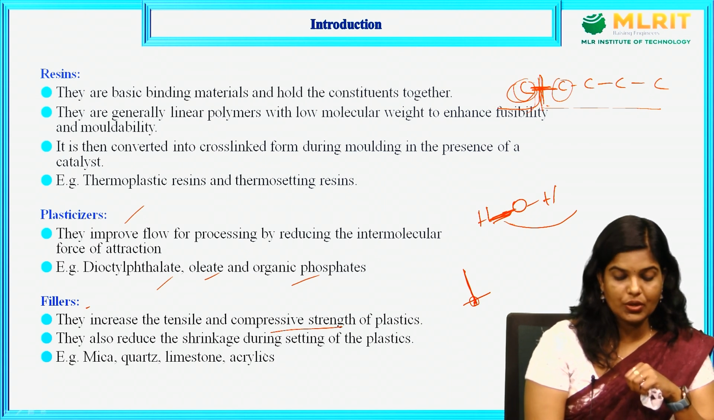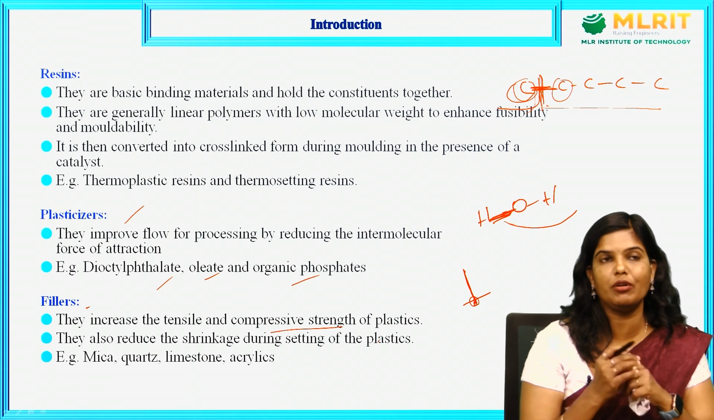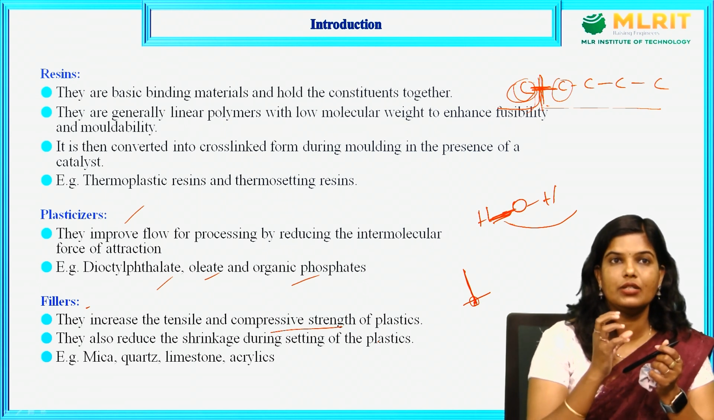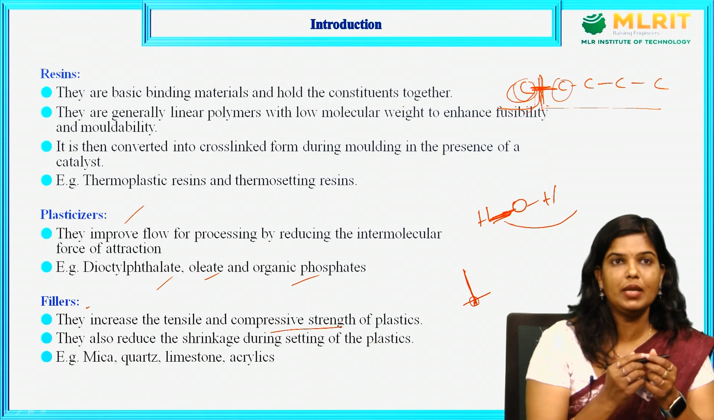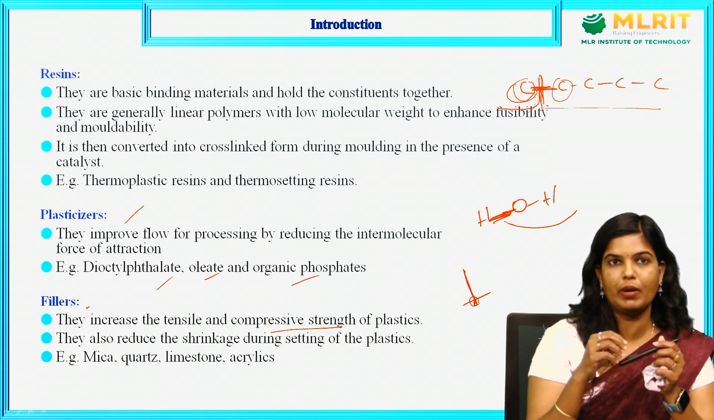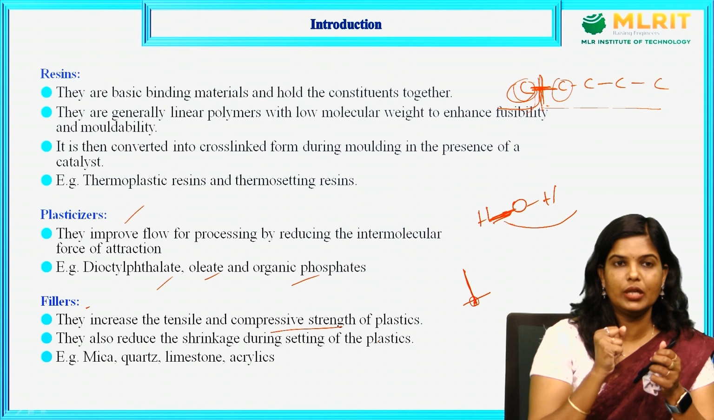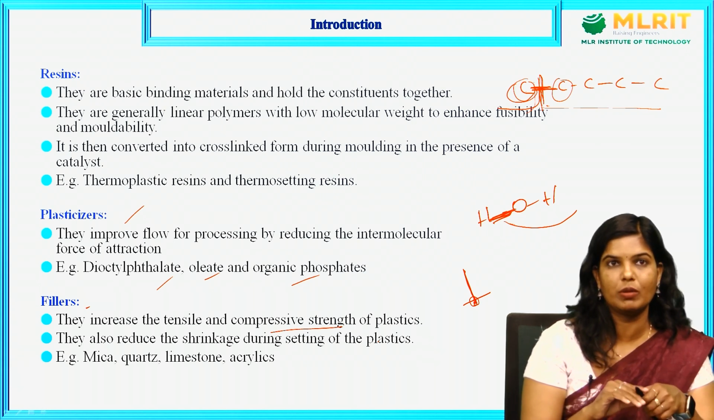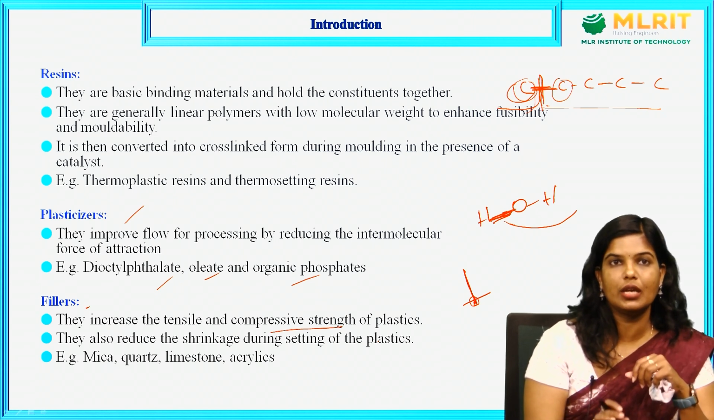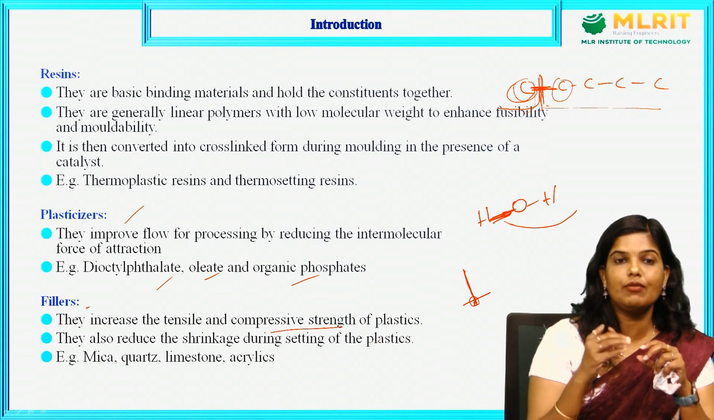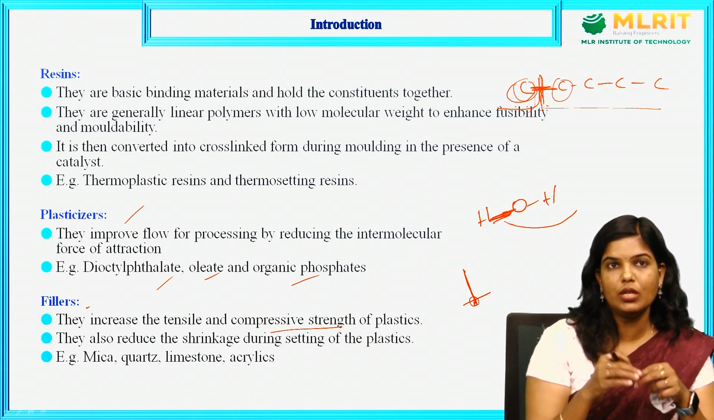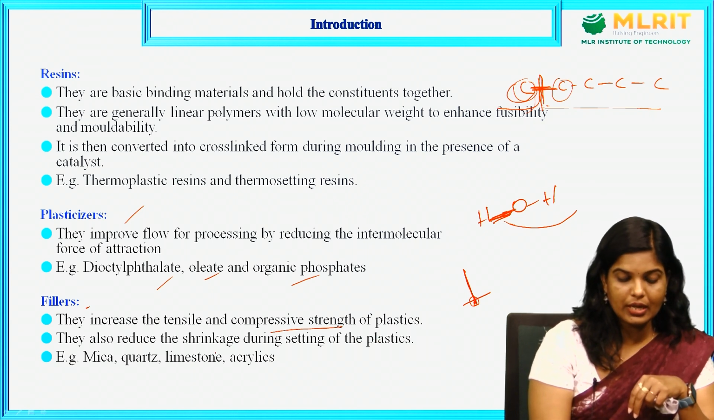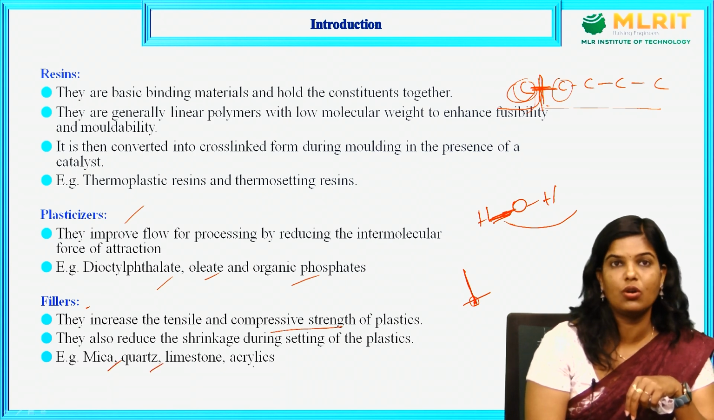They also reduce the shrinkage during setting of plastics. What happens? If there is a void inside a material, it will shrink. If we take an empty bottle and blow air into it, or a squeezed bottle and give it air, it will come back into its normal shape. That is known as the shrinking effect. Something should be inside the material so that it keeps the same structure. So shrinkage in plastics should be less. For that we can use mica, quartz, limestone, acrylics, etc.